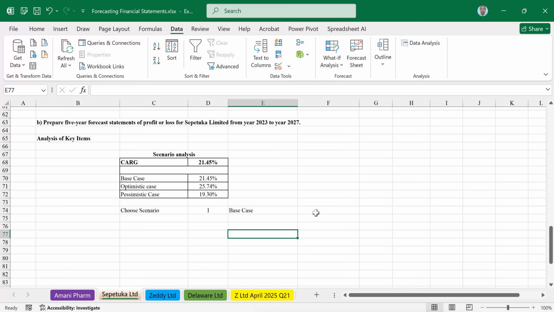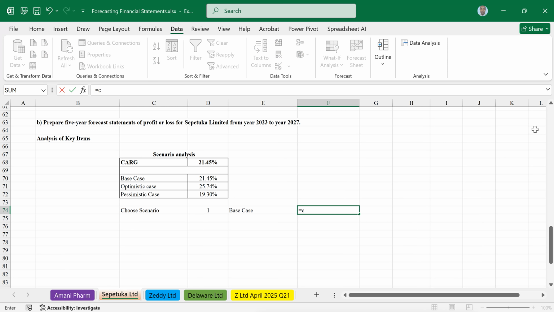Then lastly, this other side, we now want to use the choose function. We'll just do equal sign, then choose. Remember, all these things we have done somewhere in Excel. So choose, the index number. Our index number is where there is 1. Then comma, then the values. The values: click on the base, the 21.45, comma, 25.74, comma, and 19.30. That is all. Close bracket, enter. Now the rate will be given here.